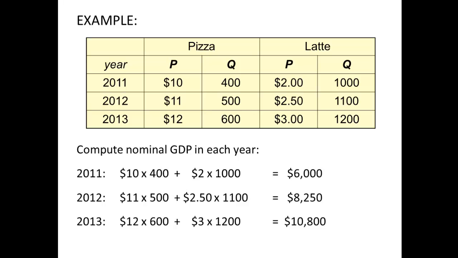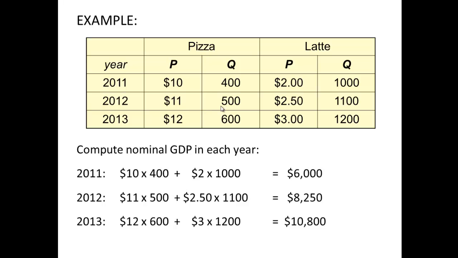So here in this example, you have a choice between pizza and lattes. And what we're looking at here, again, is the price for the pizza, the quantities that are sold for the pizza, the price for the lattes, the quantities that are sold for the lattes. And then we're going to compare 3 years. Since there are 3 years presented and two products, we automatically know that we're going to look at not just real value, but also nominal value.